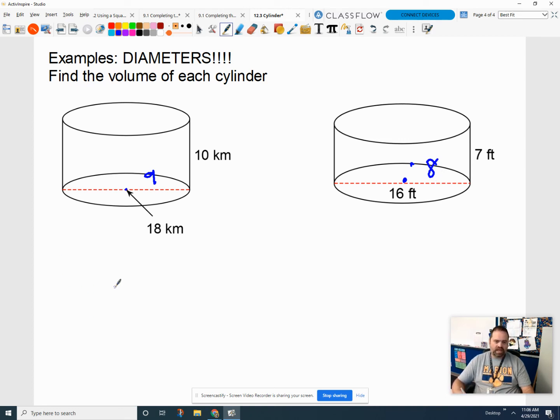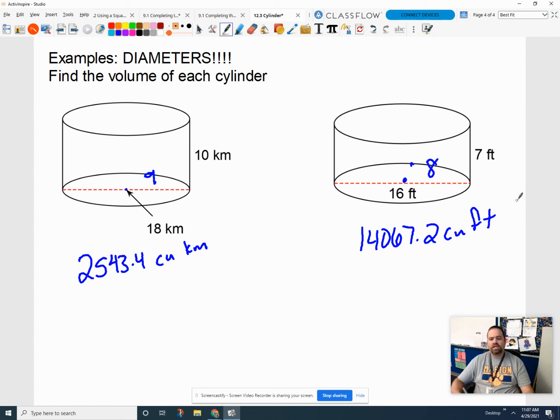All right, so this guy, the one on the left, has a volume of 3.14 times 81 times 10. It has a volume of 2,543.4 cubic kilometers, I reversed that, sorry. And the one on the right, wow, that's huge. 14,067.2 cubic feet. Okay, that's it.